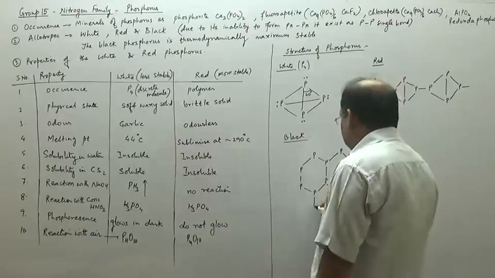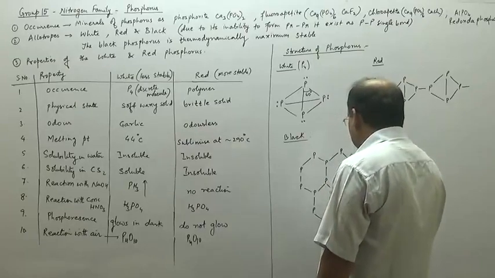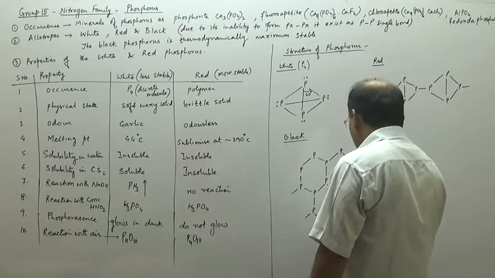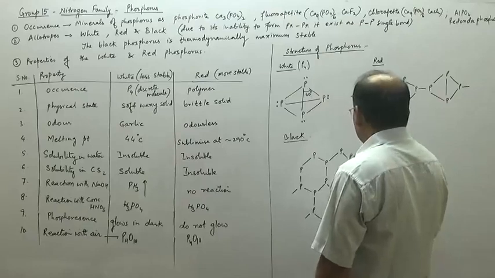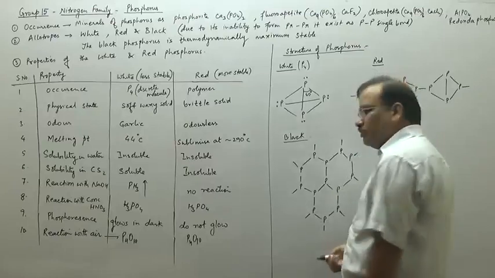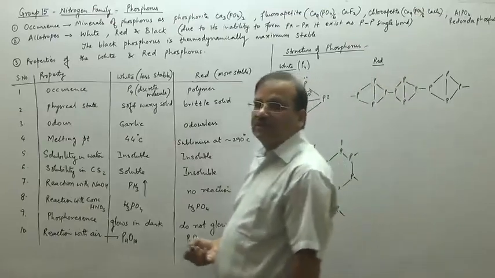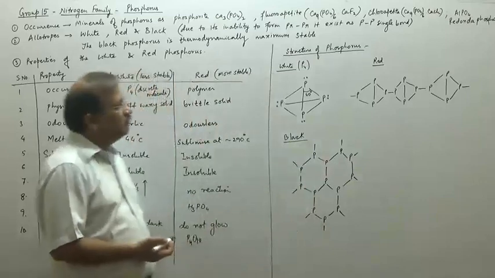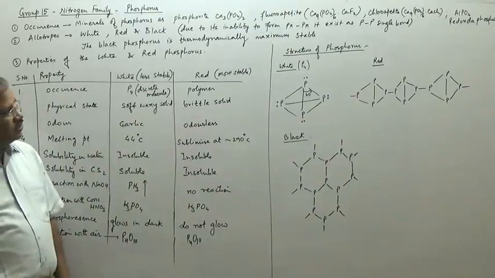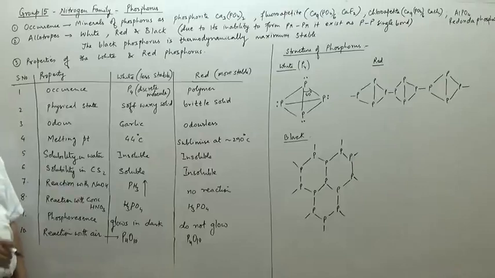I'm going to write that. That is how we get black phosphorus. So this is the structure of black phosphorus. This is how we used to write the structures of the black phosphorus, the white phosphorus, and the red phosphorus. Red phosphorus is in polymeric form. So that is about phosphorus.